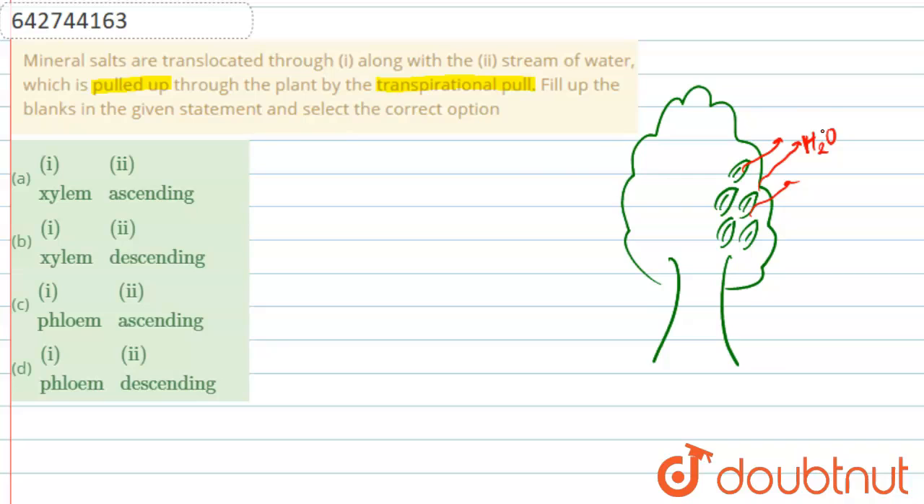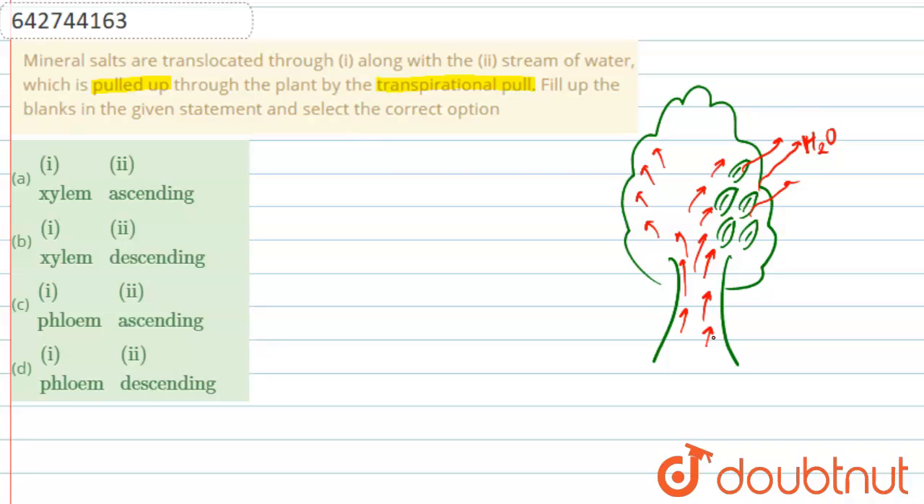So more the rate of transpiration, more will be the water pulled in the upward direction from the lower parts of the plant body. Greater the rate of transpiration through the leaves, means the loss of water from the leaves, greater will be the water pulled in the upward direction. This pulling force generated by the loss of water from the aerial parts of the plant is called transpirational pull. Because this pulling force is generated because of transpiration, that's why it is known as transpirational pull.